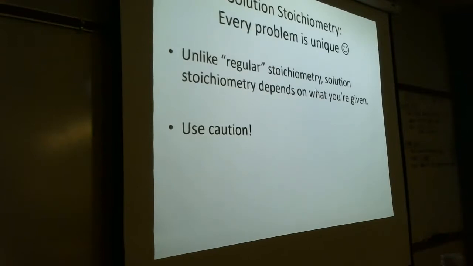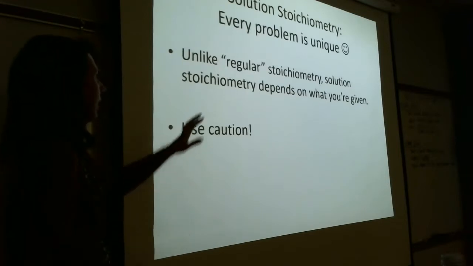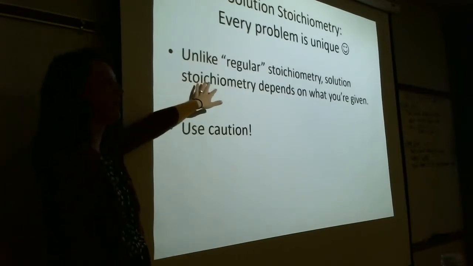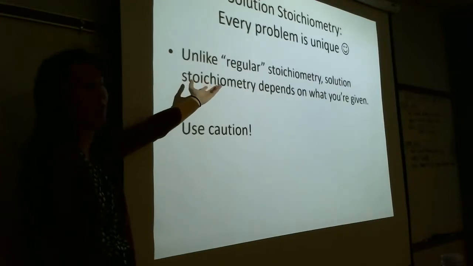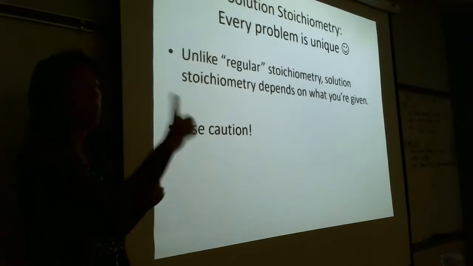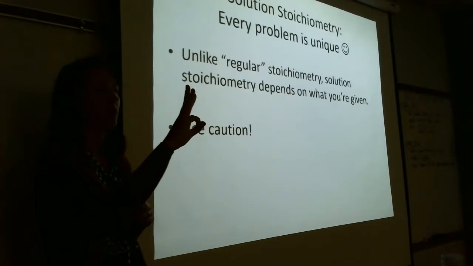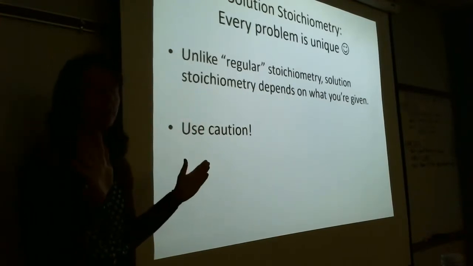Now, the big difference between solution stoichiometry and quote-unquote regular stoichiometry is that stoichiometry, when you're dealing with it in solutions, is going to depend on what information you're given and what information you're looking for. In regular stoichiometry, step 1 is always grams to moles. Step 2 is always mole ratio. Step 3 is always moles back to grams. That's the procedure, always.